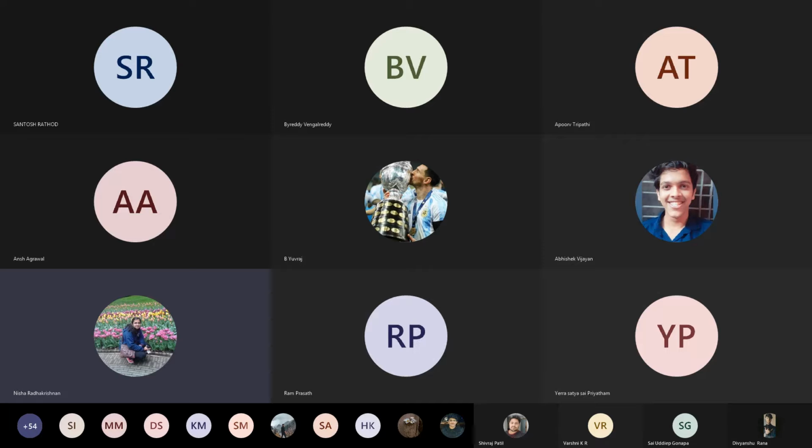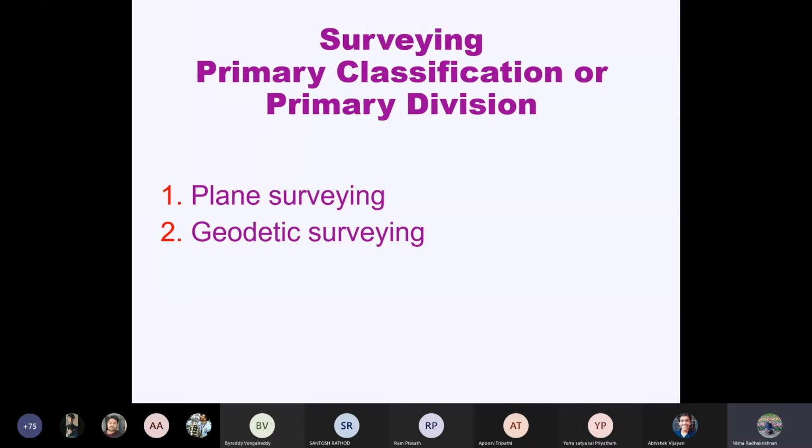Now this is something which you are quite familiar with from your previous year classes. There are two different classifications of surveying. You have plane surveying and the other is called geodetic survey. So can you just tell me some differences, or what is plane survey and what is geodetic survey? Just try to recollect what you learned last year.